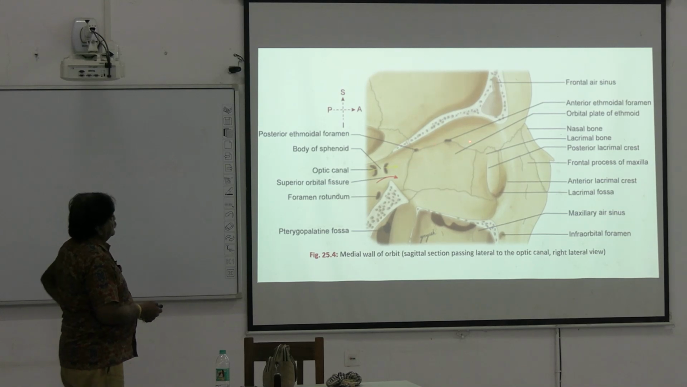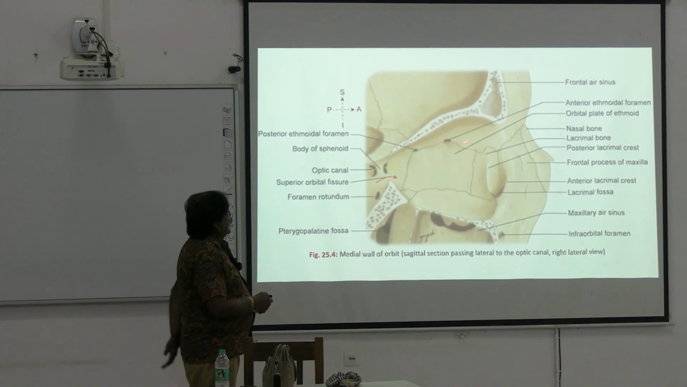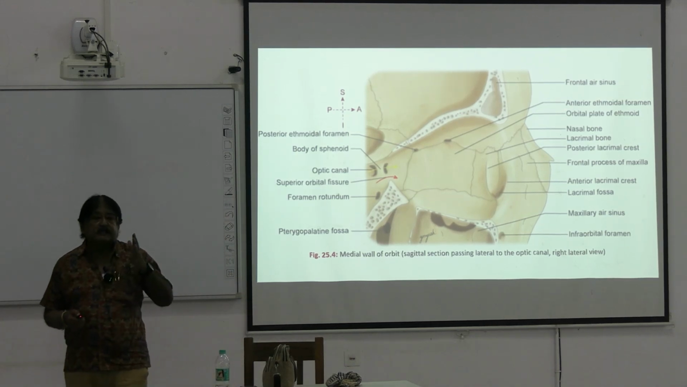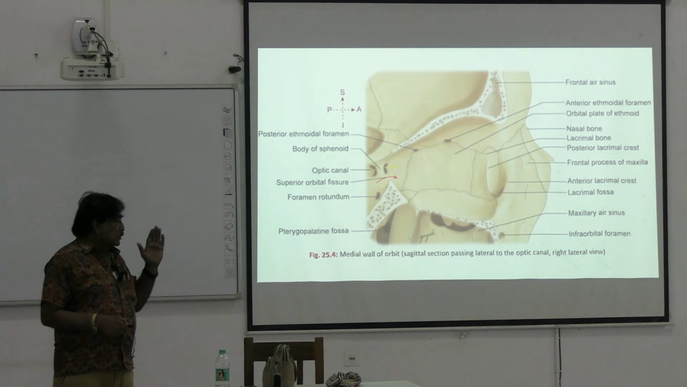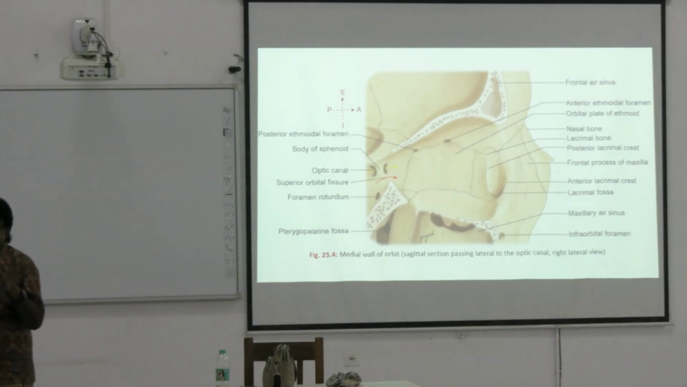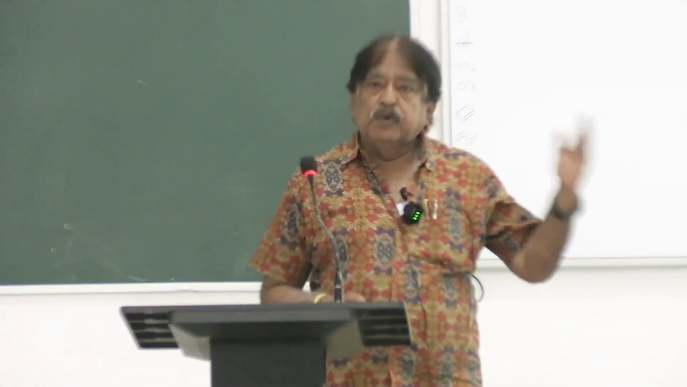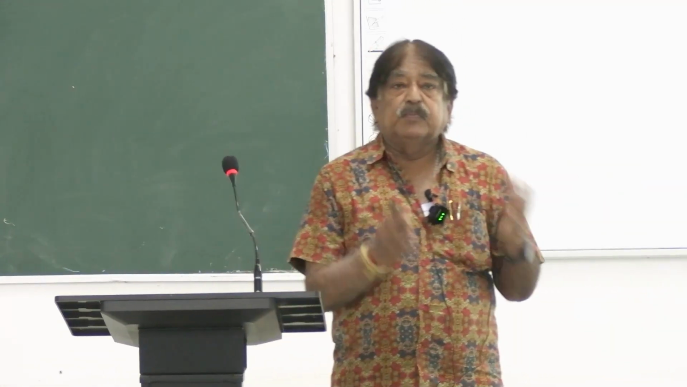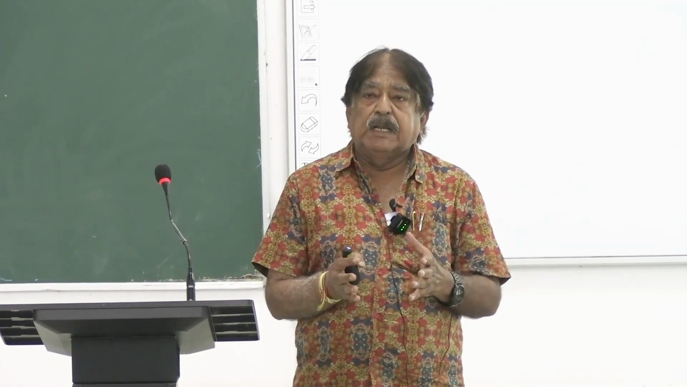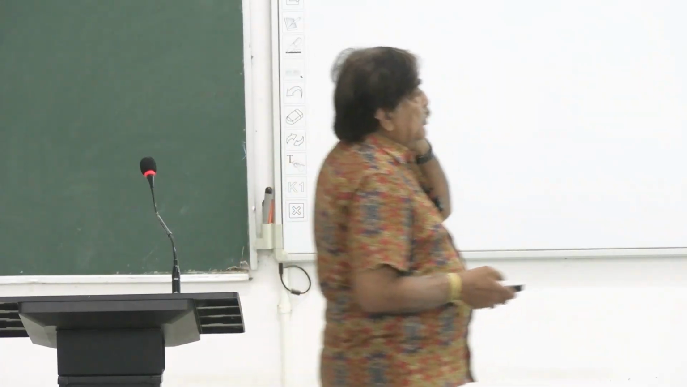Posterior ethmoidal foramina. This is the medial wall, a cut in the sagittal section. We have a sagittal section of the skull. You can view it, and also take a sagittal section and the whole skull together, and things will be clear to you.